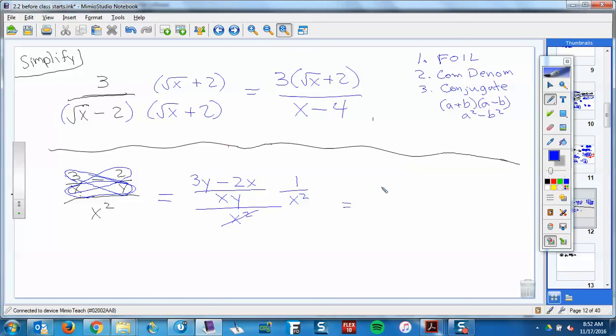So what do we get? We get 3y minus 2x over what? X cubed y. Now, it turns out there's nothing more to do, right? We can't factor anything, cancel anything. In our problem, something will probably happen. What we've accomplished, though, we don't have, in algebra, they call those a complex fraction. When you have a fraction inside of a fraction. We don't like that.